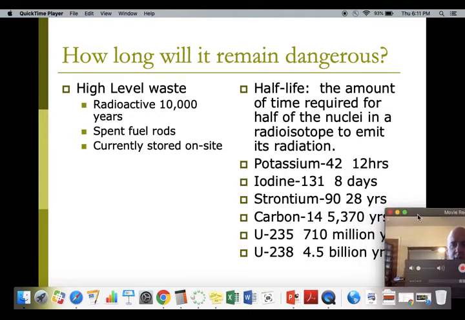Okay, so uranium-235, 710 million years, and uranium-238, 4.5 billion years. So one half-life has gone by for uranium-238 in the life of the planet.